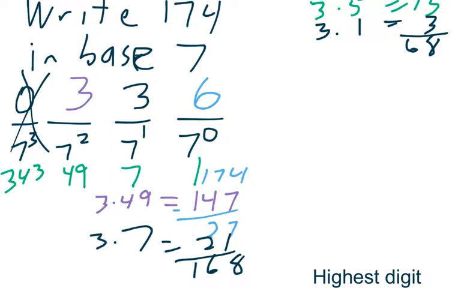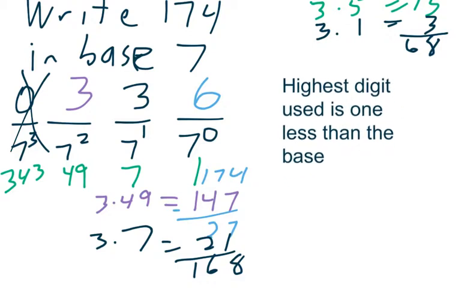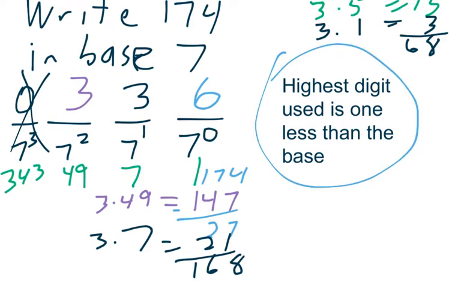Now notice here, the highest digit I can use is going to be 1 less than the base. That's always true. Think of a base 10 number. The highest digit we can use for base 10 is a 9. So that's 1 less than 10. The highest digit we can use for base 7 is going to be a 6.